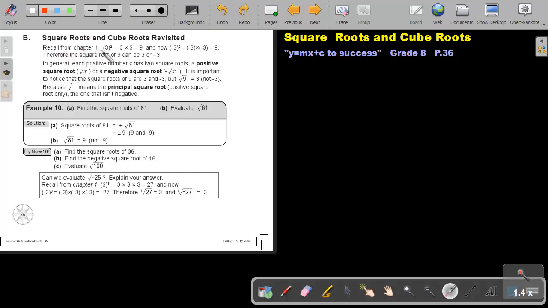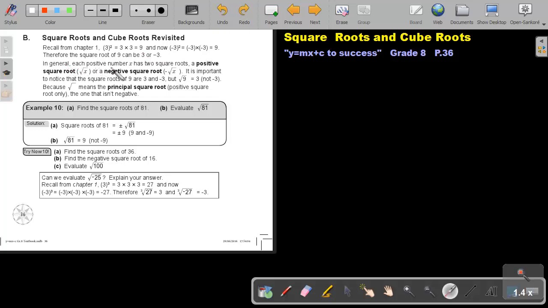Recall from chapter 1 that 3 to the power of 2 is equal to 3 times 3, which gives me positive 9. And now, with negative numbers, negative 3 to the power of 2 will be negative 3 times negative 3. Now, think, it's multiplication. There are 2 negative signs. It's an even amount, so that's why the answer will be positive 9. Actually, the same as what you got here when you said 3 times 3 is 9. Therefore, the square root of 9 can be 3 or negative 3.